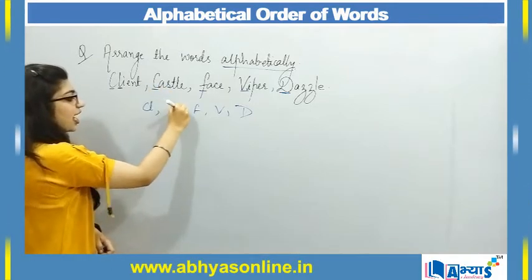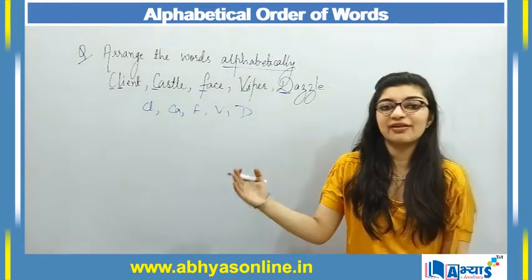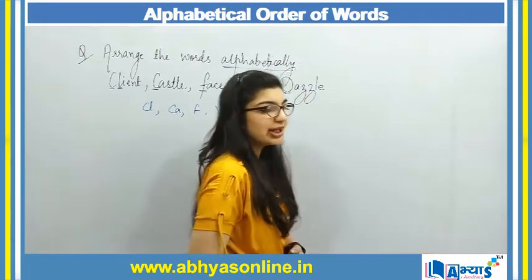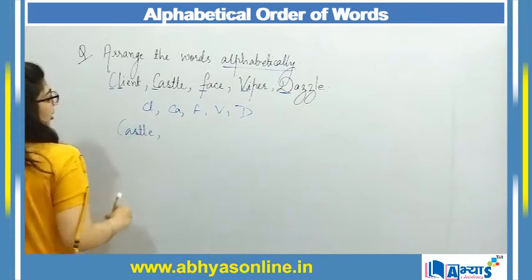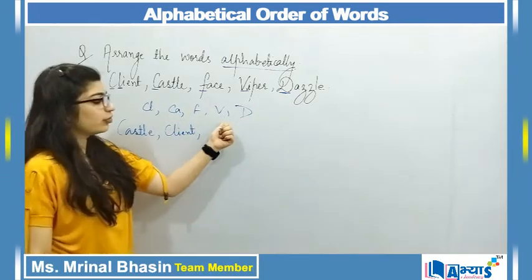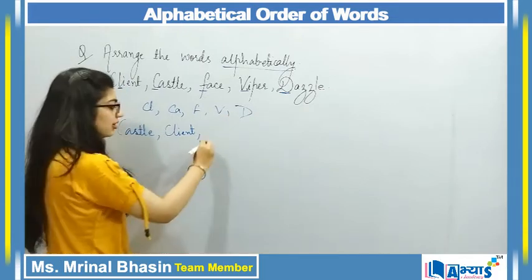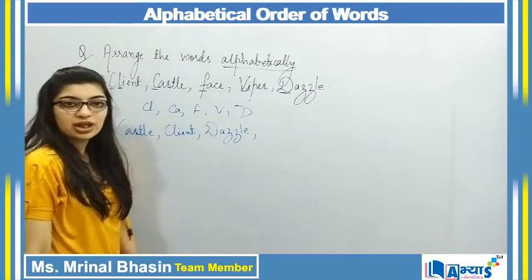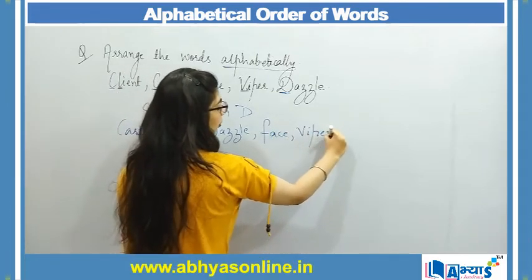That means CL and CA, and out of L and A, A is the letter which is arising first in the dictionary, and L follows A. So it is very clear that the first word out of this will be castle. Castle will follow client. After client, out of F, V and D, D will be placed first. So D corresponds to dazzle. So I will arrange dazzle first. Out of F and V, F will come first. So I will first place face and then face will follow wiper.